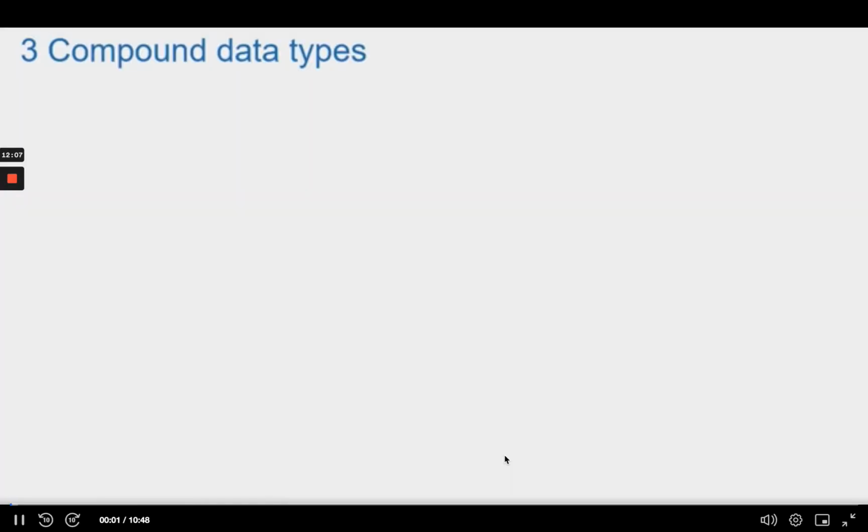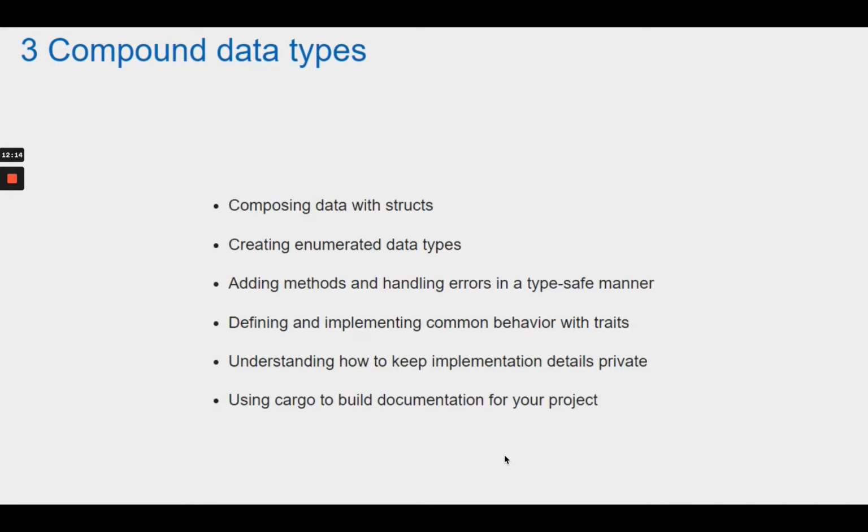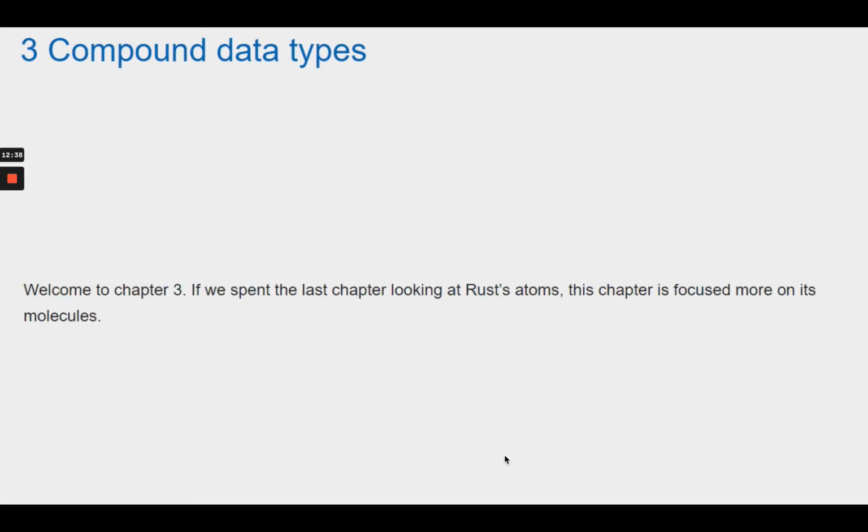Chapter 3. Compound data types. This chapter covers composing data with structs, creating enumerated data types, adding methods and handling errors in a type-safe manner, defining and implementing common behavior with traits, understanding how to keep implementation details private, and using Cargo to build documentation for your project.